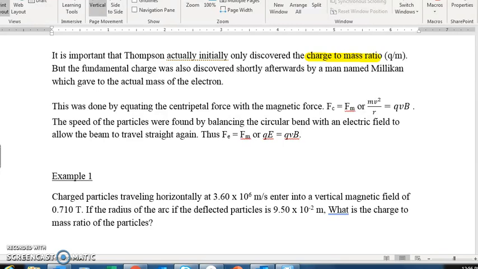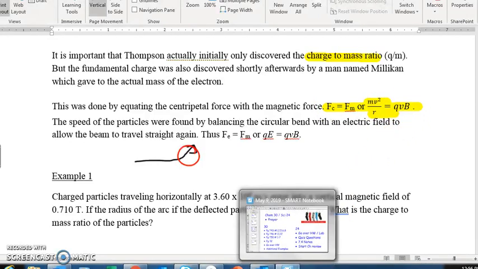Now, he did this by, first of all, taking cathode rays, which were negative, and notice that they deflected with the magnetic field, right? So there would be a magnetic field here, and that kept it moving in a circle, so you could say that mv squared over r is equal to qvb.